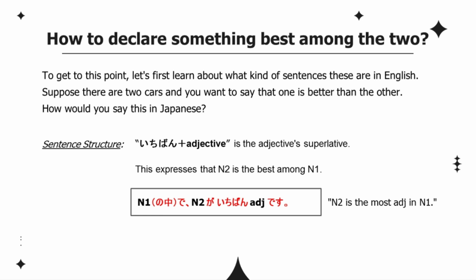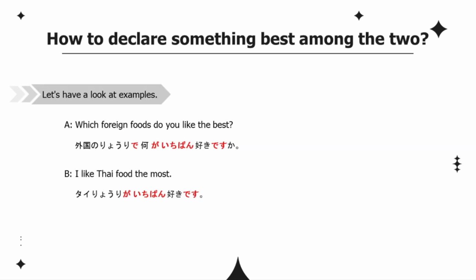When you form a question, you use interrogative words such as nani, doko, dare, itsu, and so on. N1 no naka de, N2 ga ichiban, adjective desu. N2 is the most adjective in N1. Let's have a look at examples.